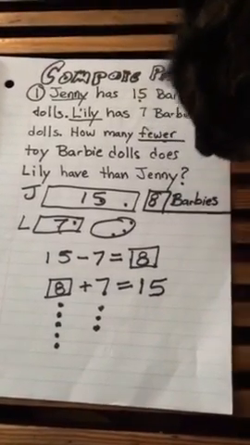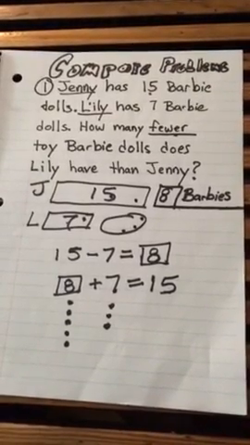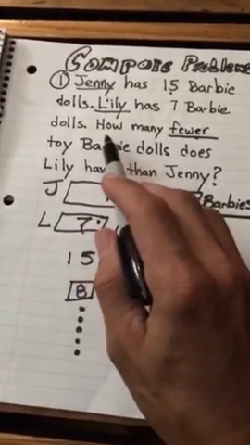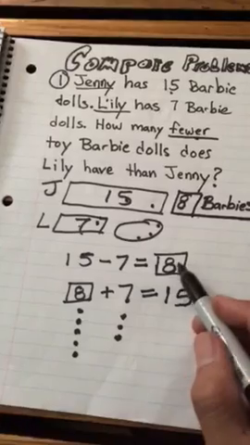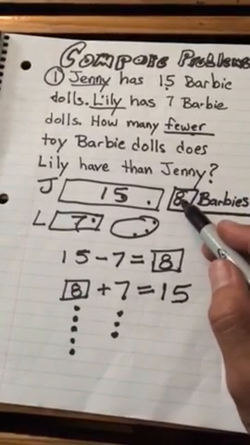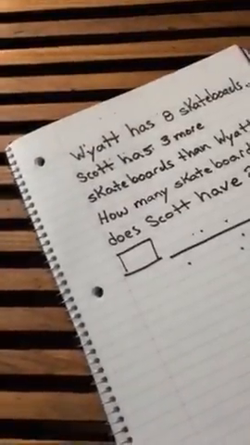Okay, we're back. We're going to retouch this problem a little bit and just refer back to the question: how many fewer toy Barbie dolls does Lily have than Jenny? We figured out the answer was 8, but we wanted to make sure we go back into the problem and write the answer, which was 8 Barbies. We did that.